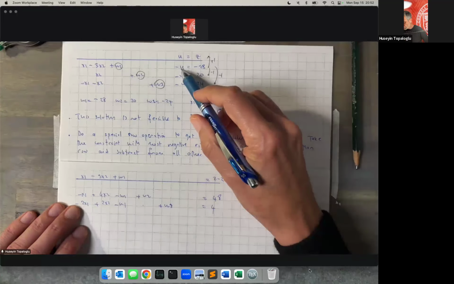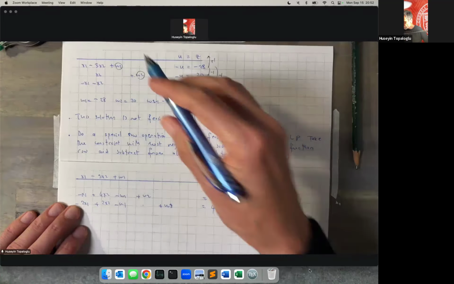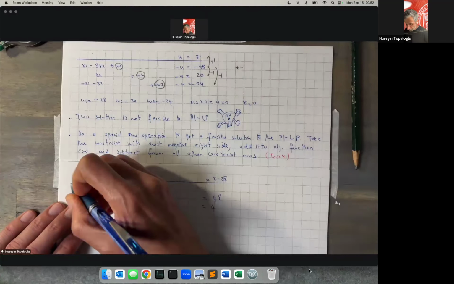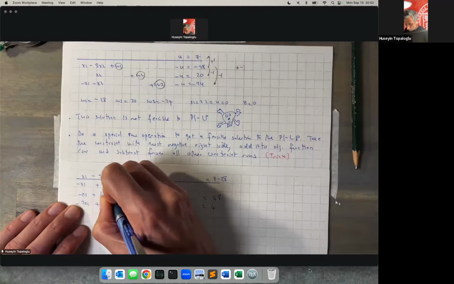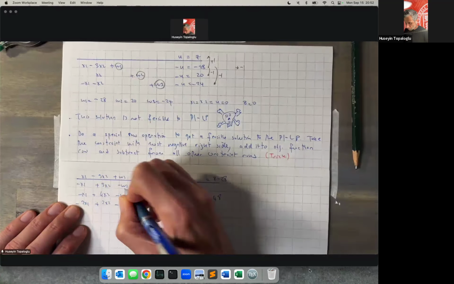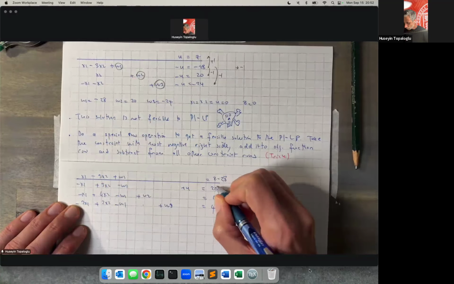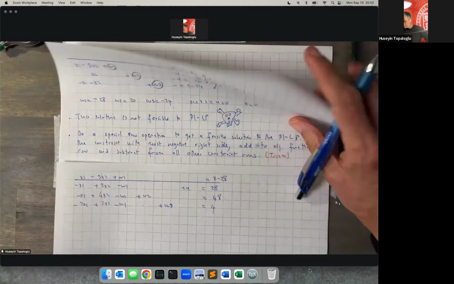And I'm going to want, in a moment, to identify U as a basic variable. So let's multiply this row all across by -1. Minus X1 plus 3X2 minus U minus W1 plus U equals 28. Okay.